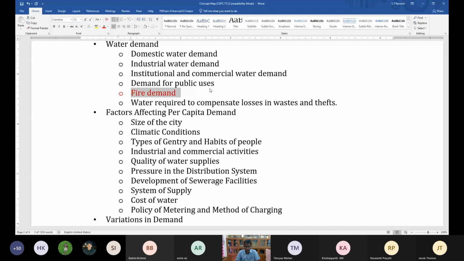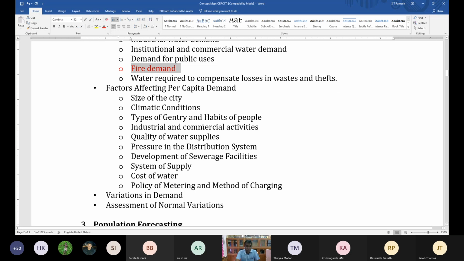So we'll also calculate what is fire demand, and there could be a possibility of water losses by leaks, or there could be water tapping through theft. That also you would have seen. Okay, you may make a perfect design, but in some areas they'll take out water illegally, water theft. Okay, so this we'll be discussing in detail, and these are the factors affecting the per capita demand that you probably would have come across.